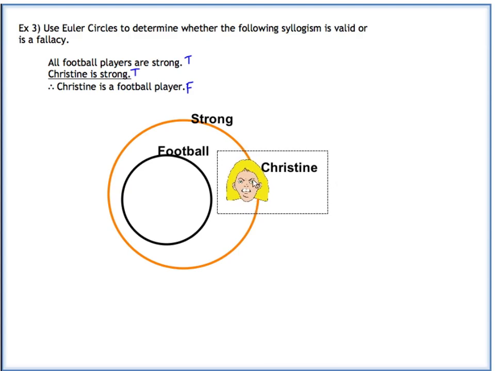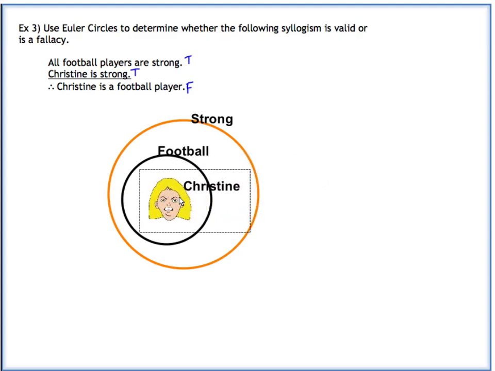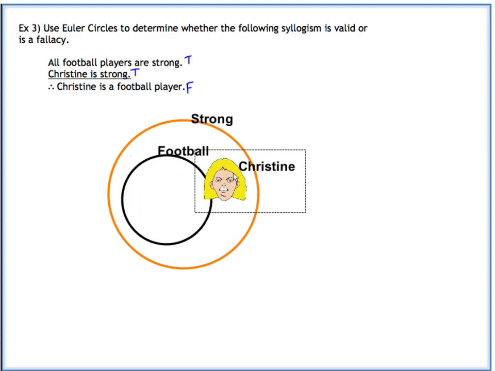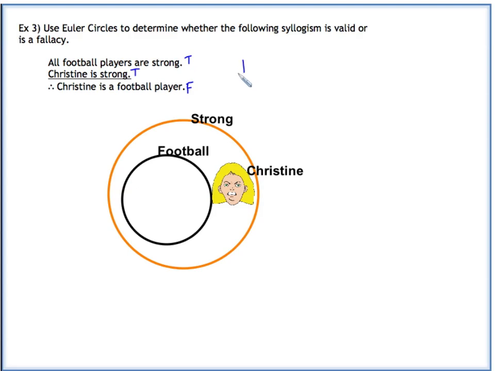So if we put Christine in here, both premises are true, but the conclusion is true. If we move Christine here, both premises are true, but the conclusion is false because Christine is not in the football circle. Therefore, this is going to be the correct drawing to show that this is invalid, or we call it a fallacy.